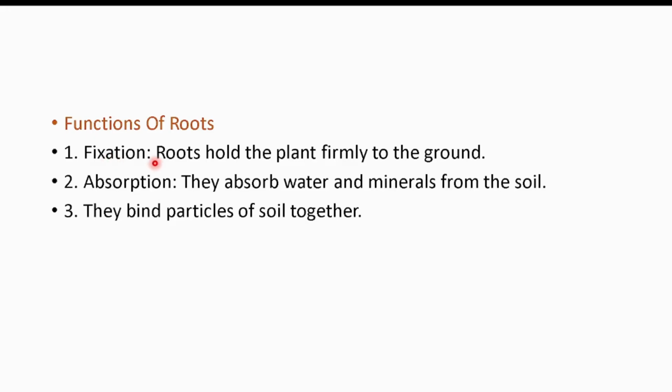So first is fixation. Roots plant को firmly मतलब मजबूती से hold करके रखते हैं. Second, soil में जो भी पानी है, minerals है, वो absorb करके plant की growth को बढ़ावा देते हैं.